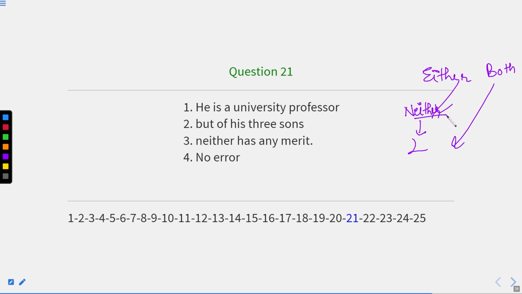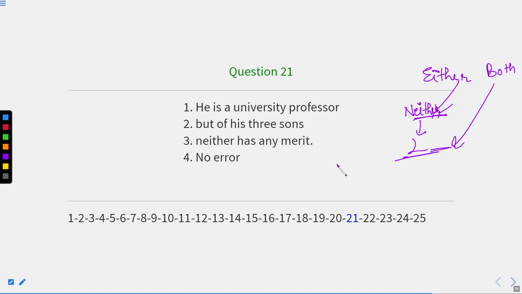Neither is used in a negative sense, when I don't want any of the 2. Either means 1 out of 2, when we select 1 out of 2, and both means when we select both of them, 2 altogether. So neither means not any. It means neither is always used only for 2 people.